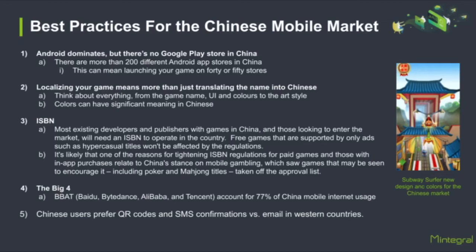Another consideration is the Big Four. The Big Four meaning Baidu, ByteDance, Alibaba, and Tencent. These large companies account for 77% of China mobile internet usage. Chinese users also prefer QR codes and SMS confirmations versus email that is used in Western countries.